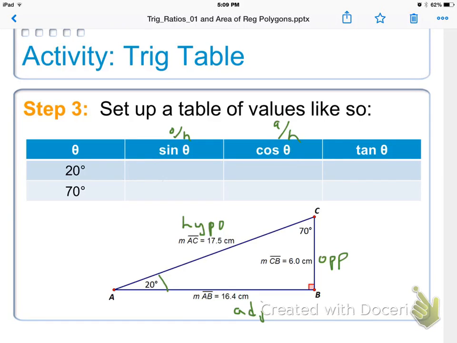So let's do that again. The opposite is 6. The hypotenuse is 17.5, so I did it wrong the first time. This is 6 divided by 17.5. Okay? The cosine is the adjacent over the hypotenuse. So 16.4 divided by 17.5. And this one is opposite over adjacent. That's what I was thinking of before. So the opposite is 6. The adjacent is 16.4. Okay?